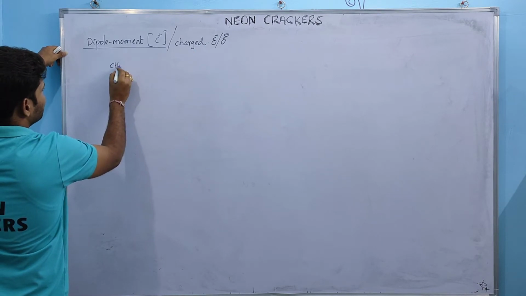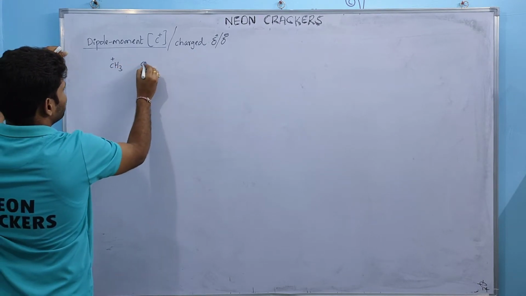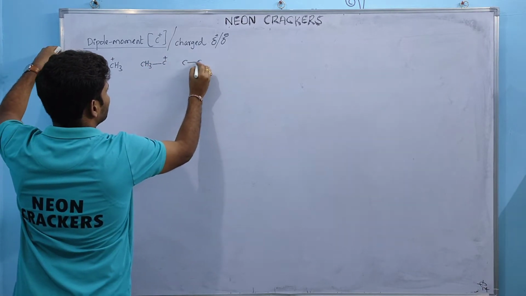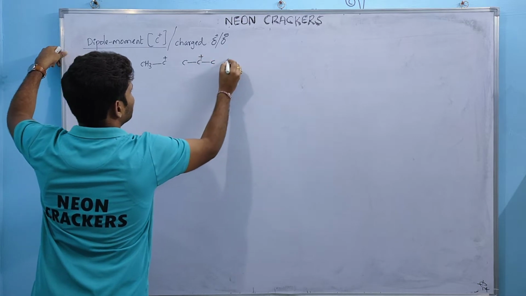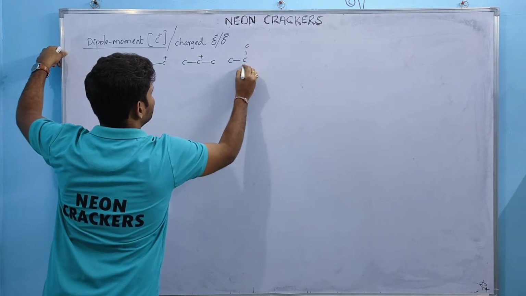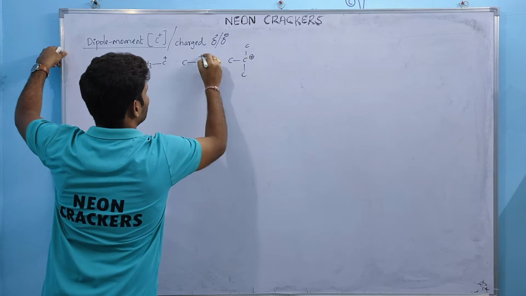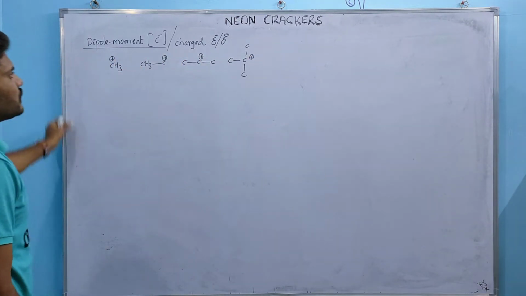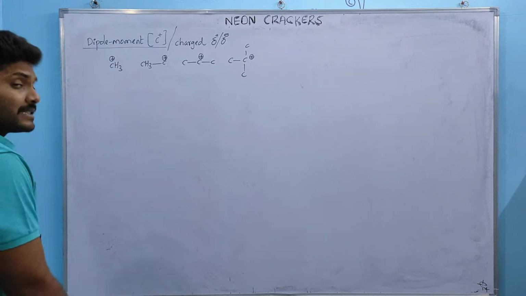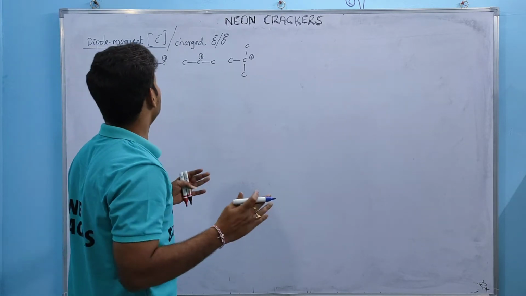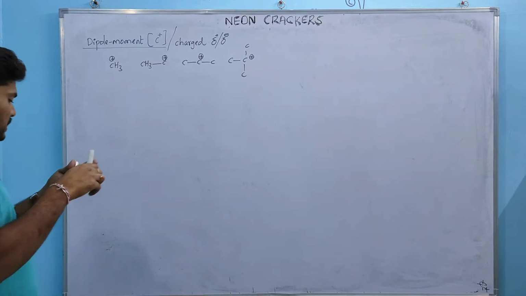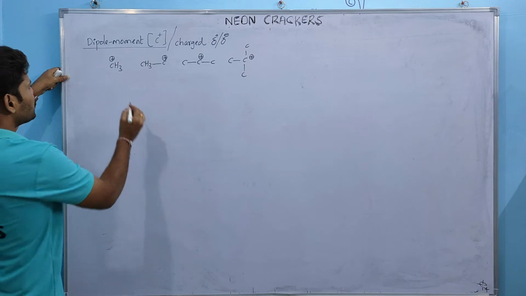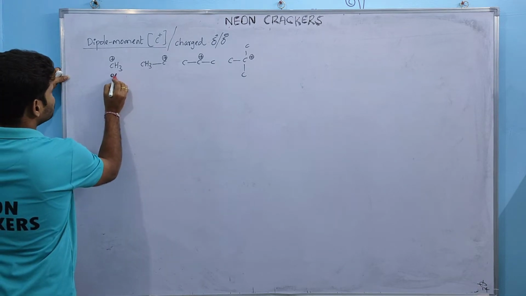One example: methyl carbocation, ethyl carbocation, isopropyl carbocation, and tertiary butyl carbocation. Four carbocations are there. Which molecule has the maximum dipole? Maximum dipole means more charge. Which one has it? This is based on hyperconjugation.